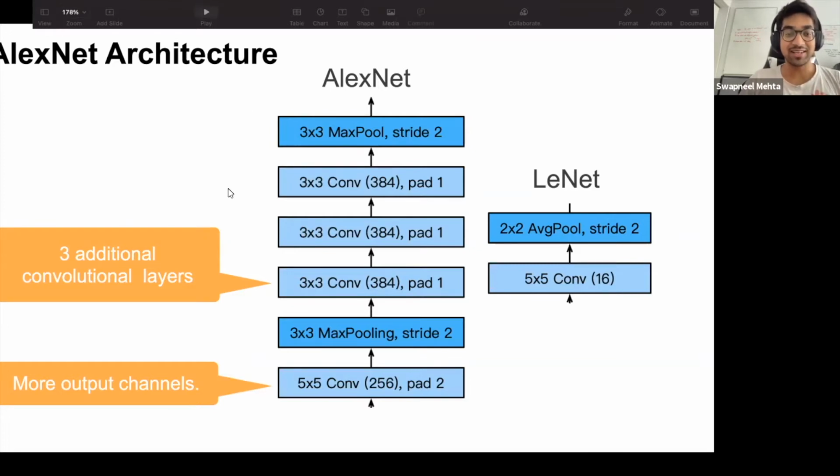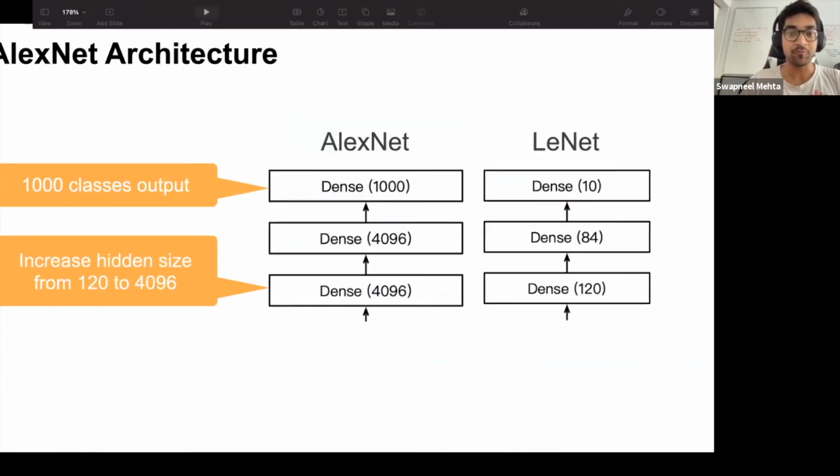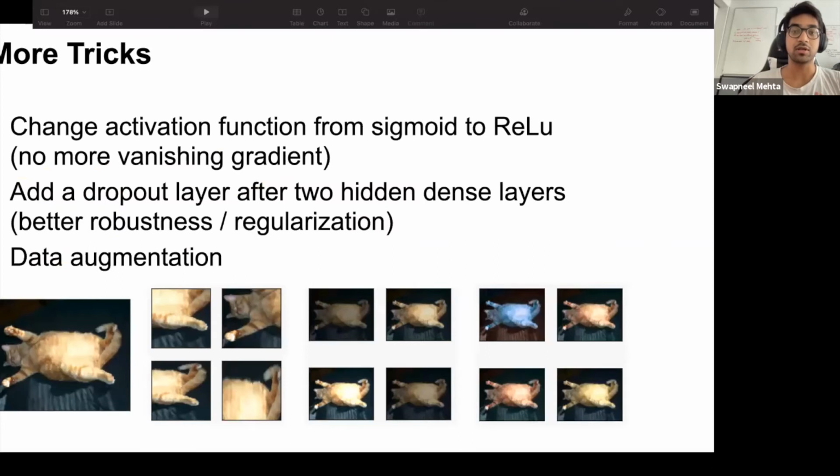So three additional convolutional layers, more output channels again, because you have more data to work with. You have an image. This was designed for the ImageNet challenge, so there are 1,000 classes of output. You want to predict the class probabilities, and then take a threshold and pick the best class that is predicted. And the hidden layer size is dramatically increased, which also increases the number of parameters, because remember that a hidden layer has a parameter per neuron, right? Weights and biases. So yeah, that's about it.